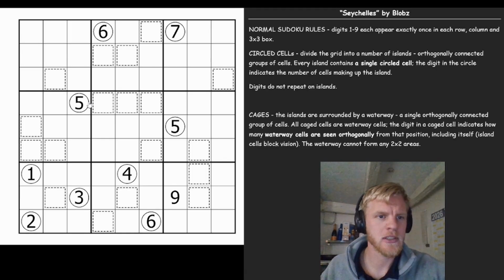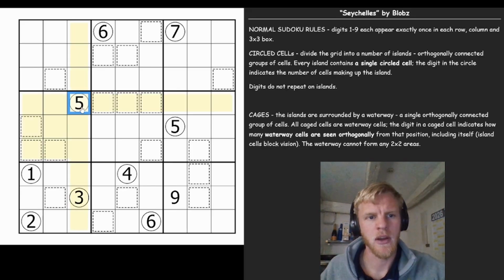The circled numbers are island cells. Divide the grid into a number of islands, orthogonally connected groups of cells. Every island contains a single circled cell. The digit in that circle indicates the number of cells making up the island.